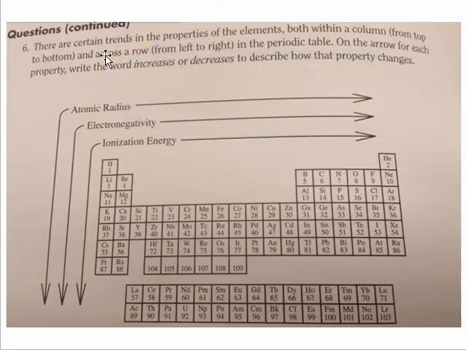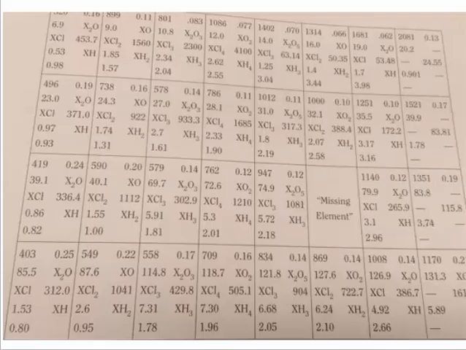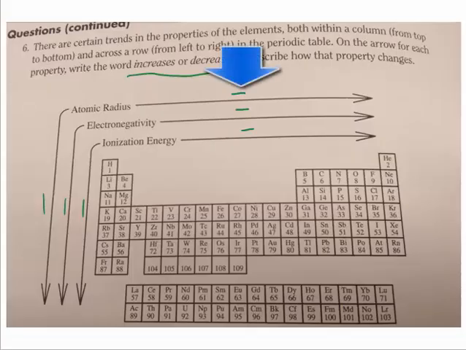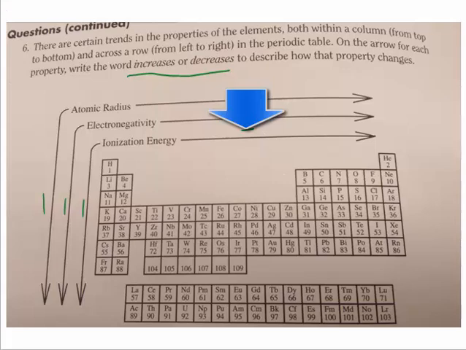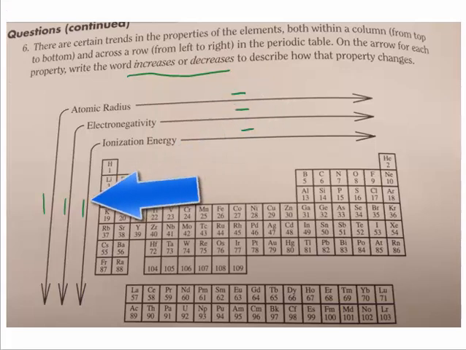Number 6. There are certain trends in the properties of the elements both within a column from top to bottom, this way, and across a row, left to right, in the periodic table. On the arrow for each property, write the word increase or decrease. So what you are doing is writing the word increase or decrease on each of these points right there. And you're looking at the handout that I gave you to determine whether the atomic radius increases or decreases as you go to the right, whether the electronegativity increases or decreases as you go to the right, and whether ionization energy increases or decreases as you go to the right. And the same thing from top to bottom.